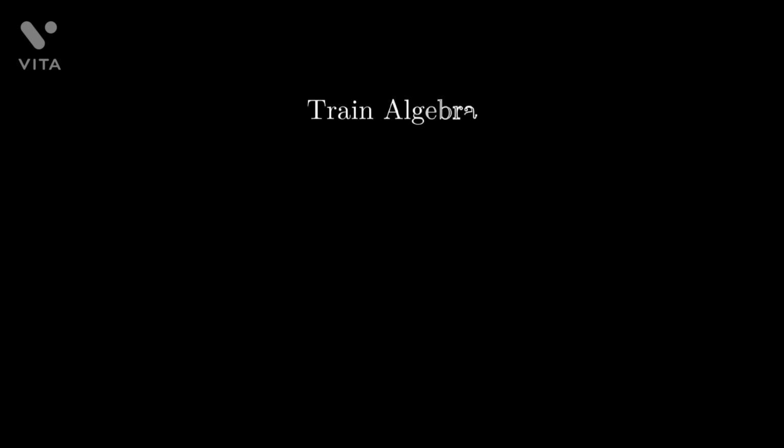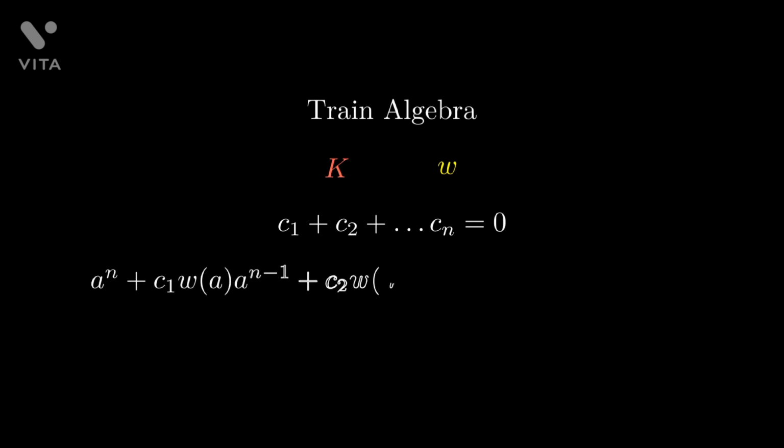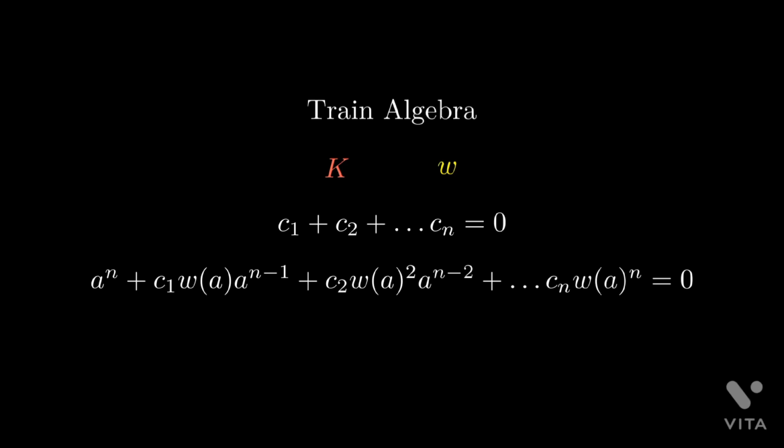Train algebra again plays an important role in understanding certain problems in genetics. Here we have to deal with a field K and a function, which we also call the weight function. Now we take n elements from K such that their sum gives us 0. Now suppose an element a satisfies the following polynomial. We say that the element a belongs to the particular associated train algebra. In other words, every element of the algebra satisfies this polynomial.